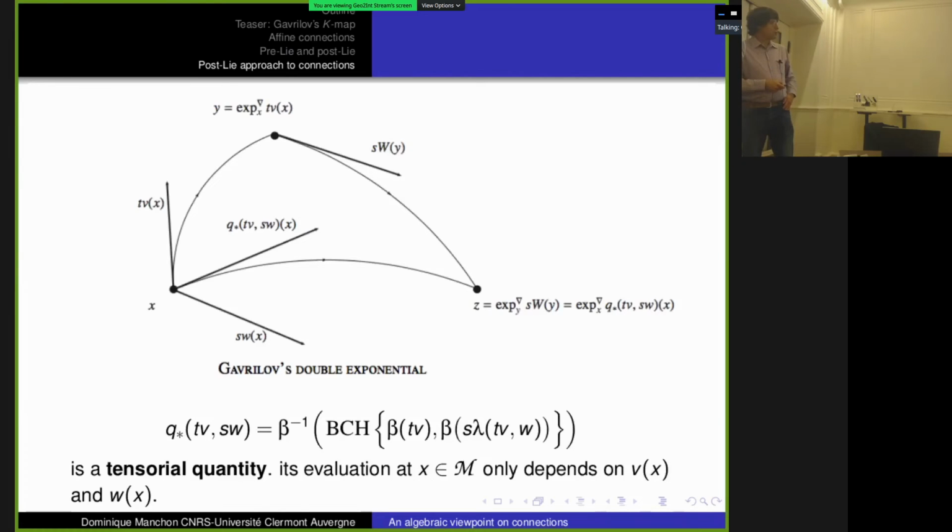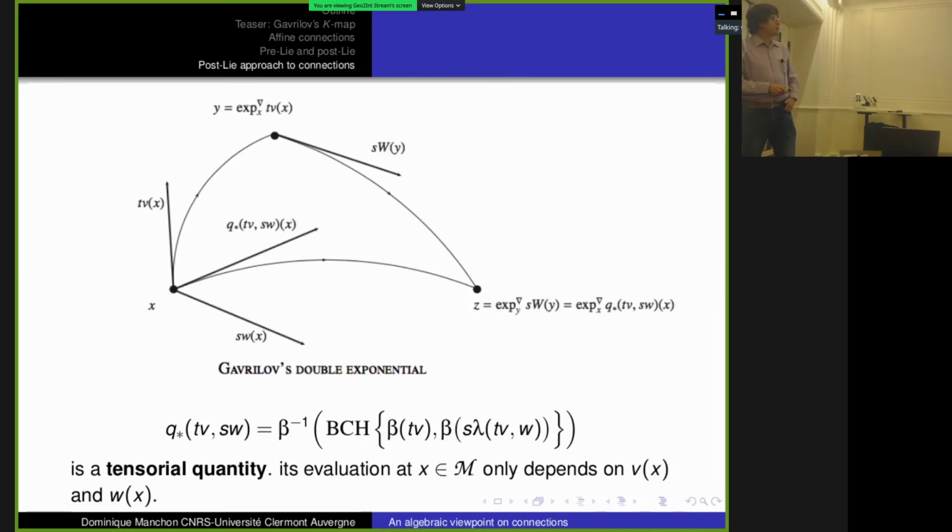And here is an absolutely horrible formula for Q star. So I'll try to give you some hints of this. So I use beta. I describe for you beta in a heuristic way. This is non-rigorous, but it gives you an idea. If you have a direction on some point x, TV, say, you can make it a vector field by extending it around x by parallel transporting along geodesics starting from x. So it gives you a vector field beta of TV.